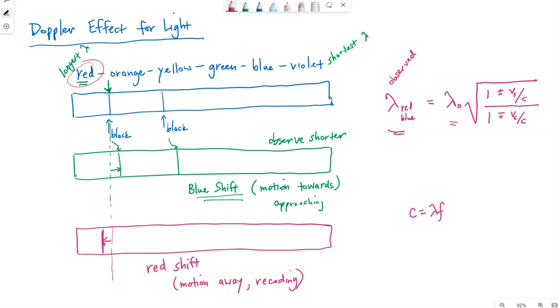So Doppler effect means we're observing, if it's light, we would see a different wavelength. With sound, we hear a different frequency because of any motion directly towards or away between the source and the observer. That's what we're talking about with the Doppler effect.